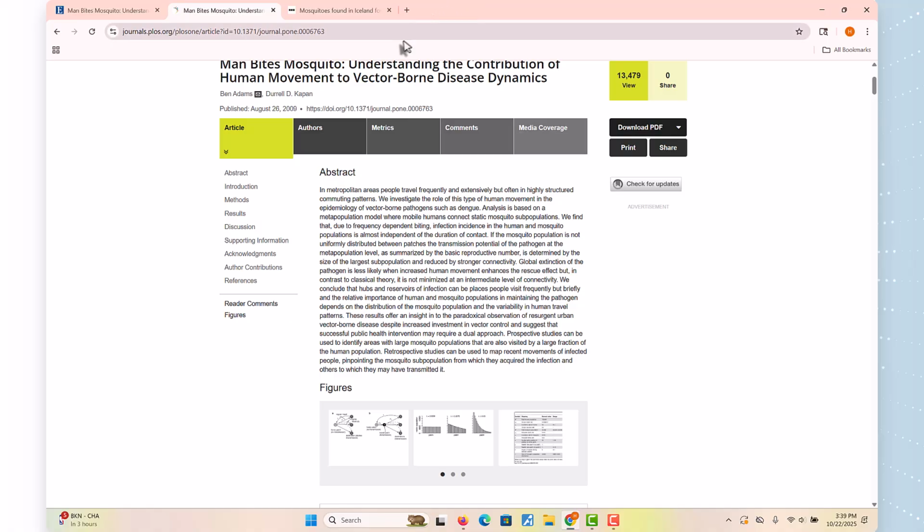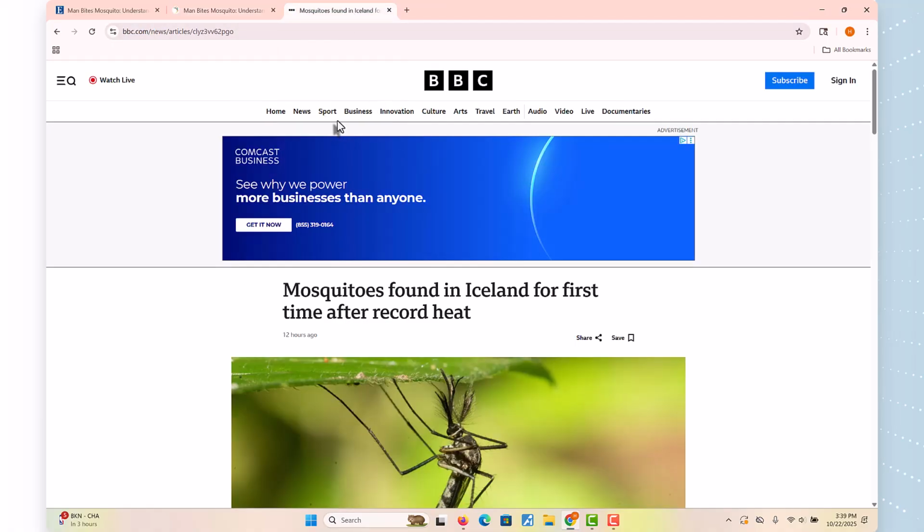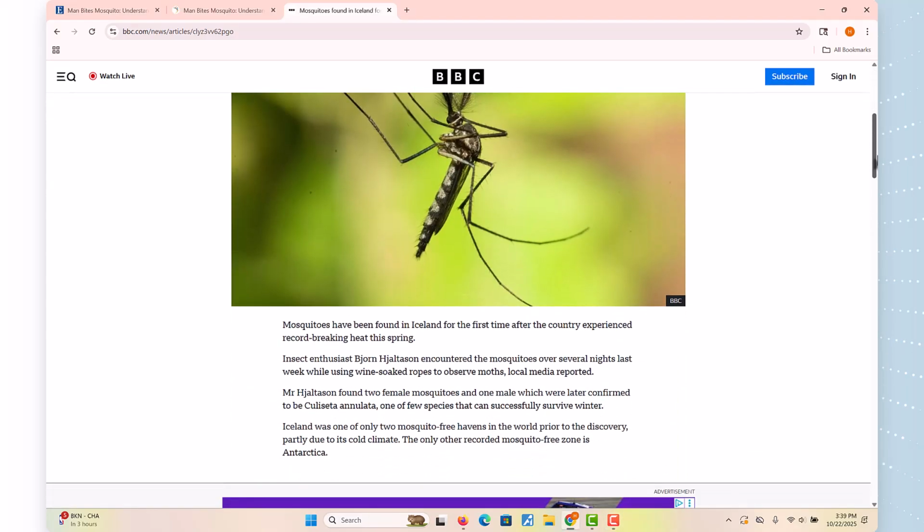In contrast, we can look at a popular work. So this is something that's been written for the general public. We can see that one, it's published by a news company. We can also see that there are advertisements. The space isn't solely dedicated to things published by this company.